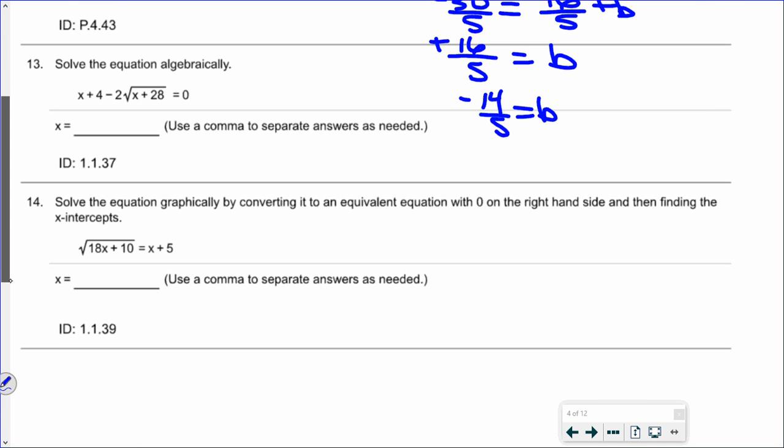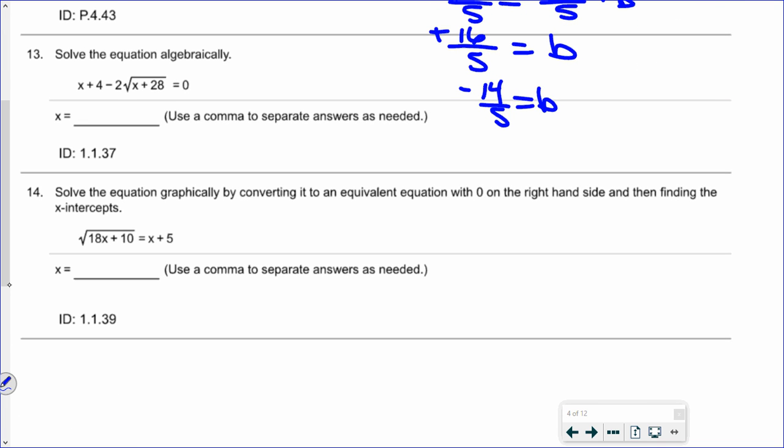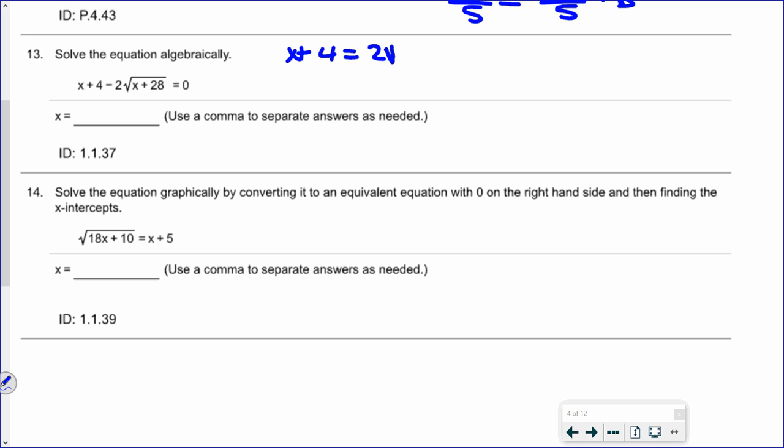Okay, now number 13 and 14, they're basically the same exact problem. The difference is you need to make sure that you are squaring both sides, but before you square it, you have to isolate the radical. Isolating the radical means that I'm going to simply take over the minus 2 square roots of x plus 28, making that positive. Do we all understand that?